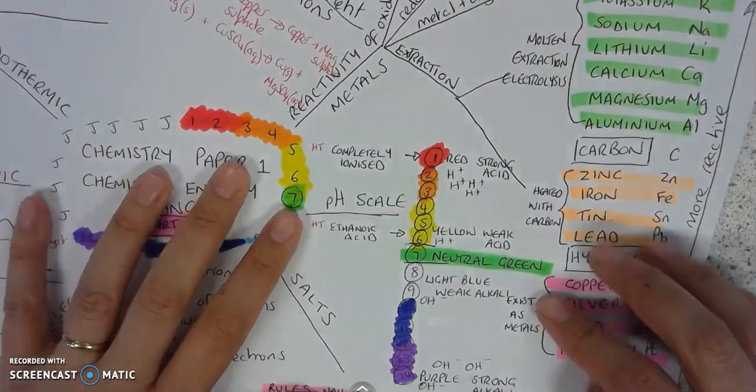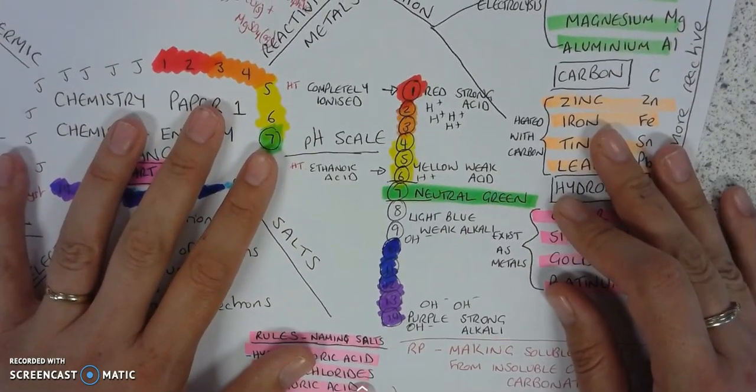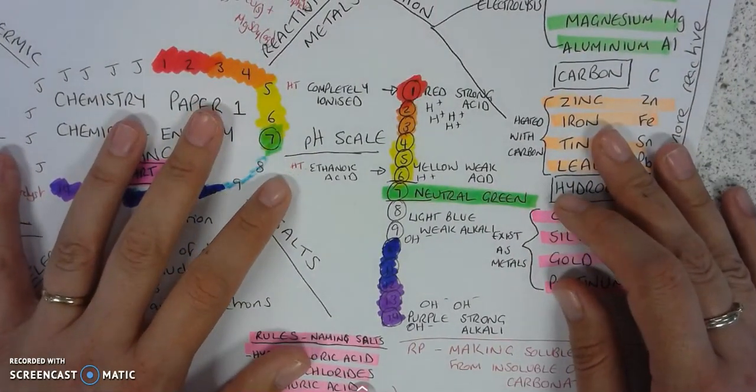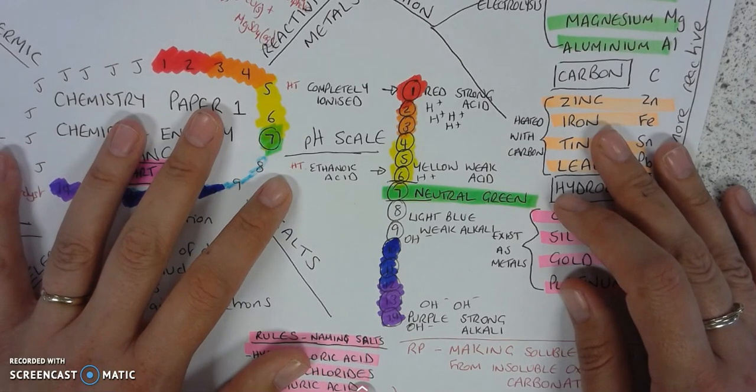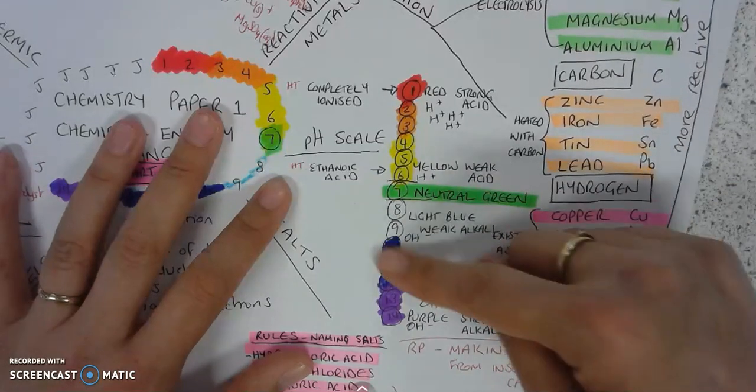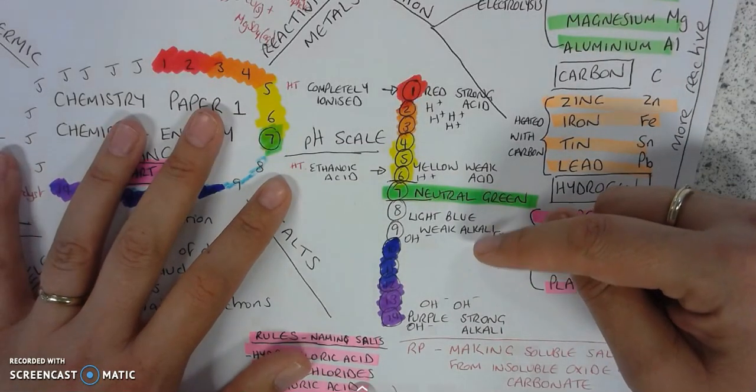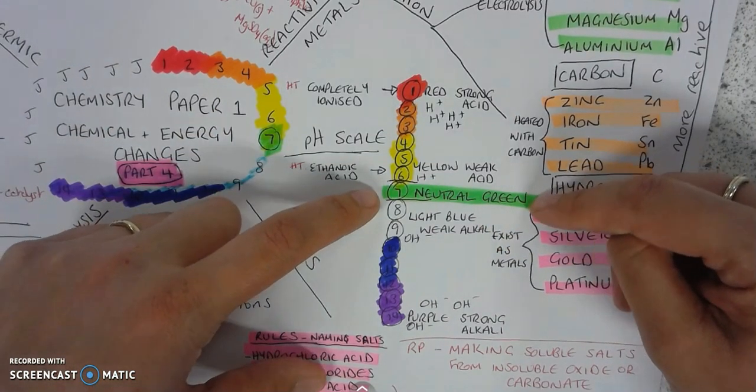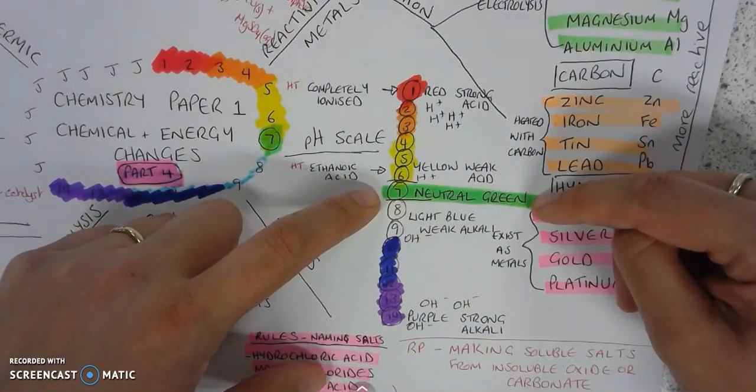The next thing you need to make sure you know is the pH scale, okay? The pH scale is when we use an indicator, a universal indicator, or even litmus paper, and we put that into the solution. Now for this one, we're using universal indicator. And what happens is, if it is neutral, that means it's green, okay?